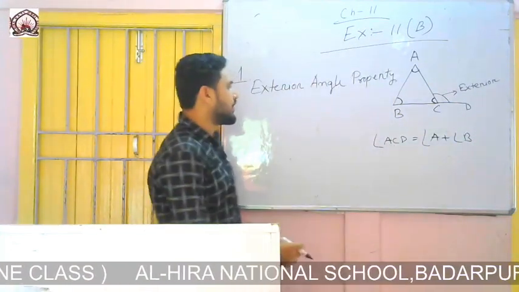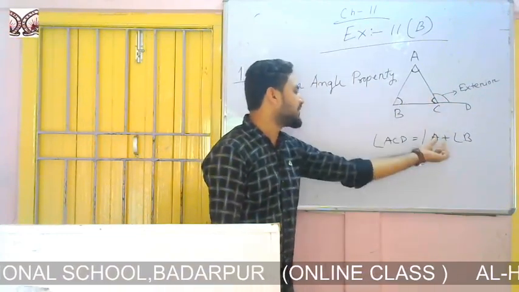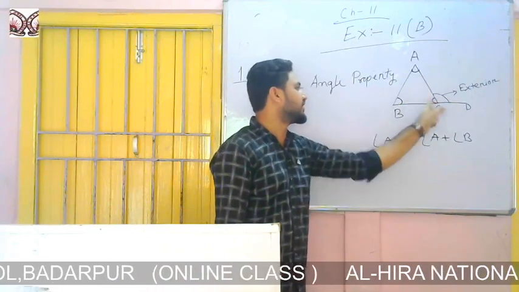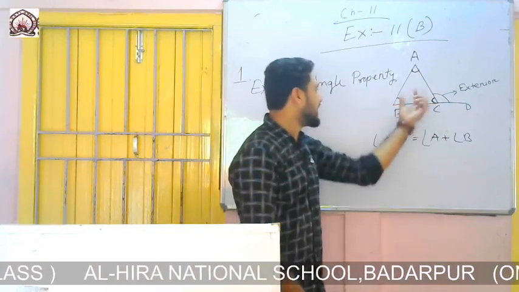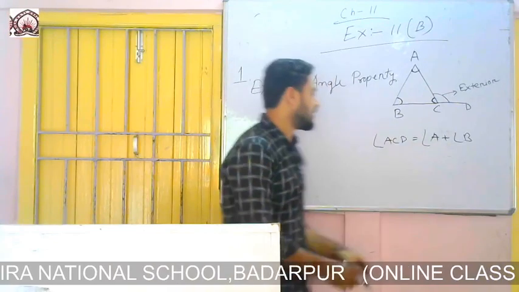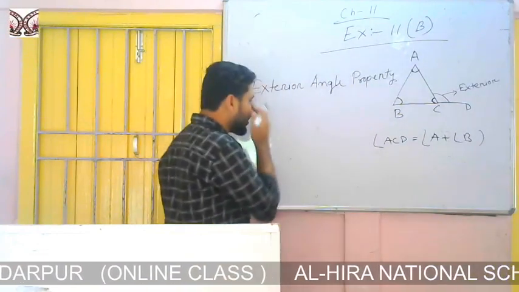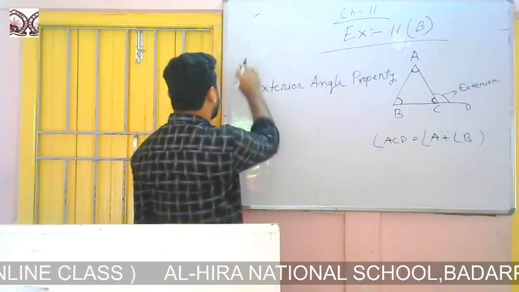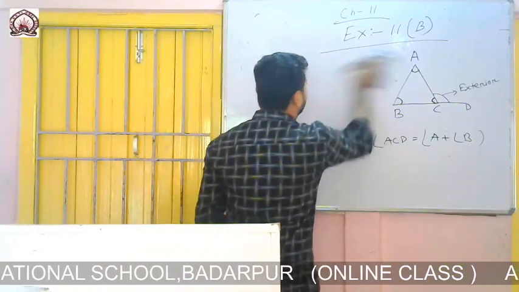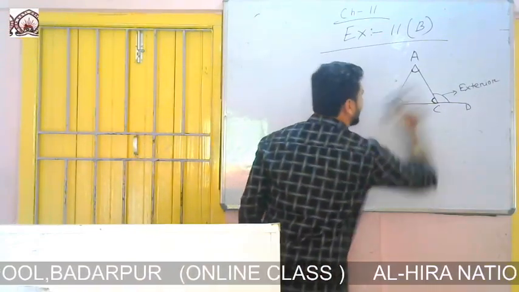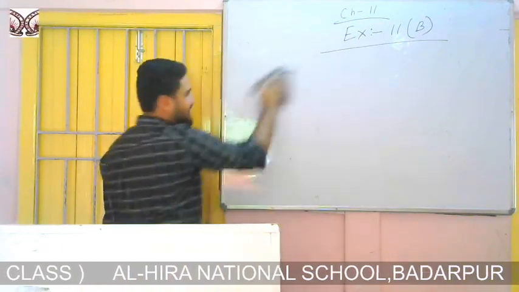For that reason, exterior angle equals the sum of the two interior opposite angles. You see, the opposite of C is this angle and that angle. So you can write that the sum of the two interior opposite angles equals the exterior angle. Now you can start the sum. This thing I have already discussed in exercise 11a.